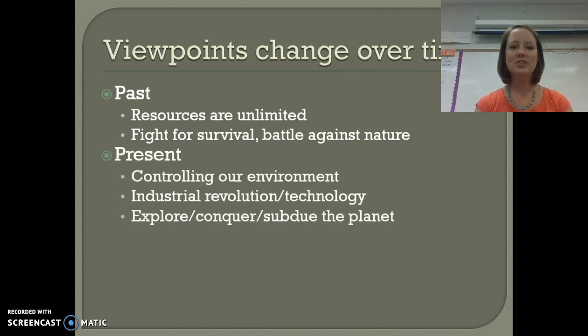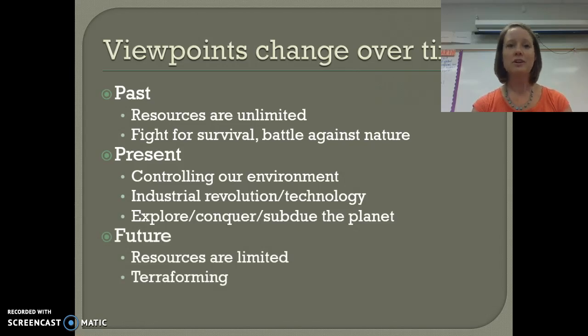In more recent history, and up until present day, we have had more of an impact on controlling our environment. As early as the Industrial Revolution, which began in the late 1800s, early 1900s, and as we have seen technology improve since then, instead of trying to survive, we've been explorers, conquerors. We've leaned more towards subduing the planet.